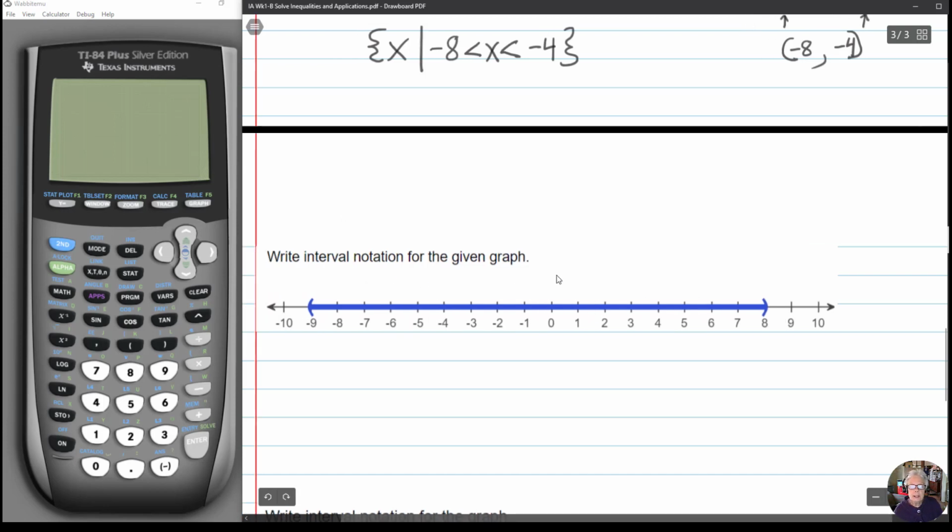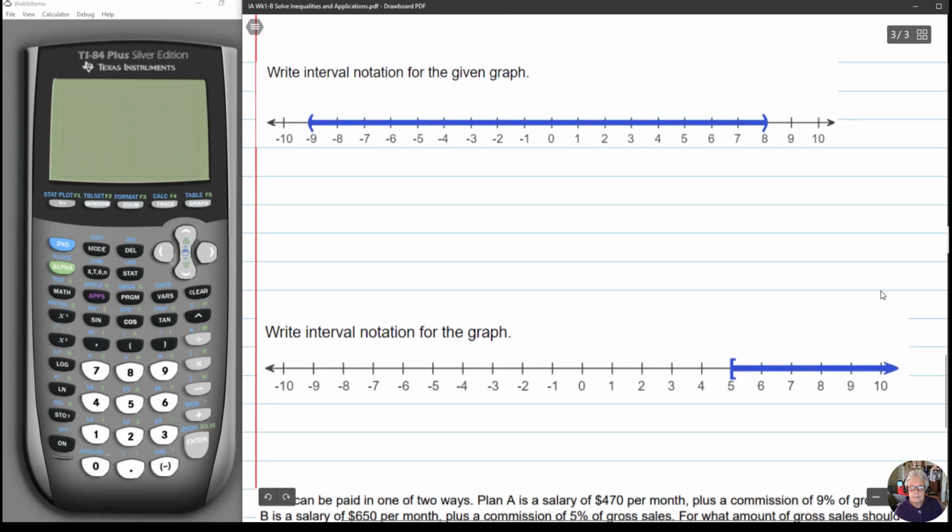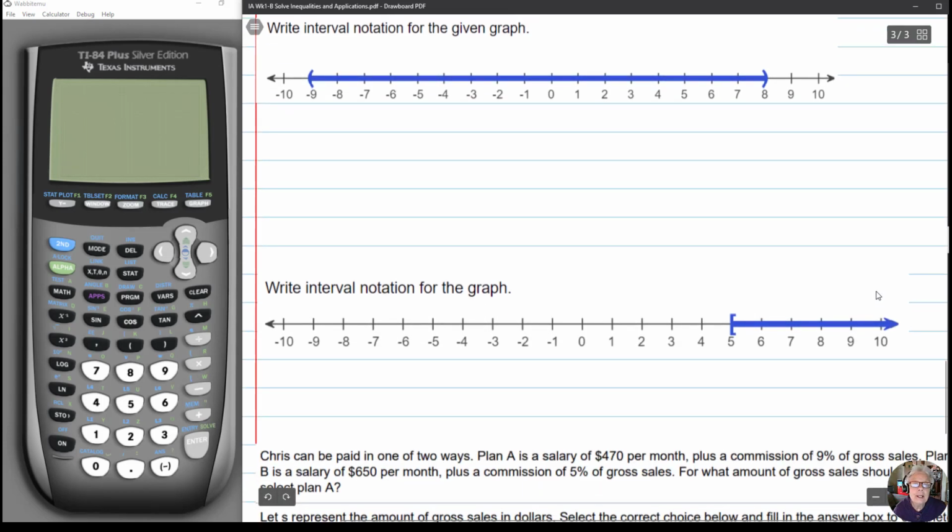Now write the interval notation for the given graph. Our interval notation is going to look almost exactly like the graph. There'll be a parenthesis on the left, a parenthesis on the right. -9 is the left end point, 8 is the right end point, and there will be a comma in the middle. But that looks a little ridiculous, so let's write it this way: -9, comma, 8, with parentheses.